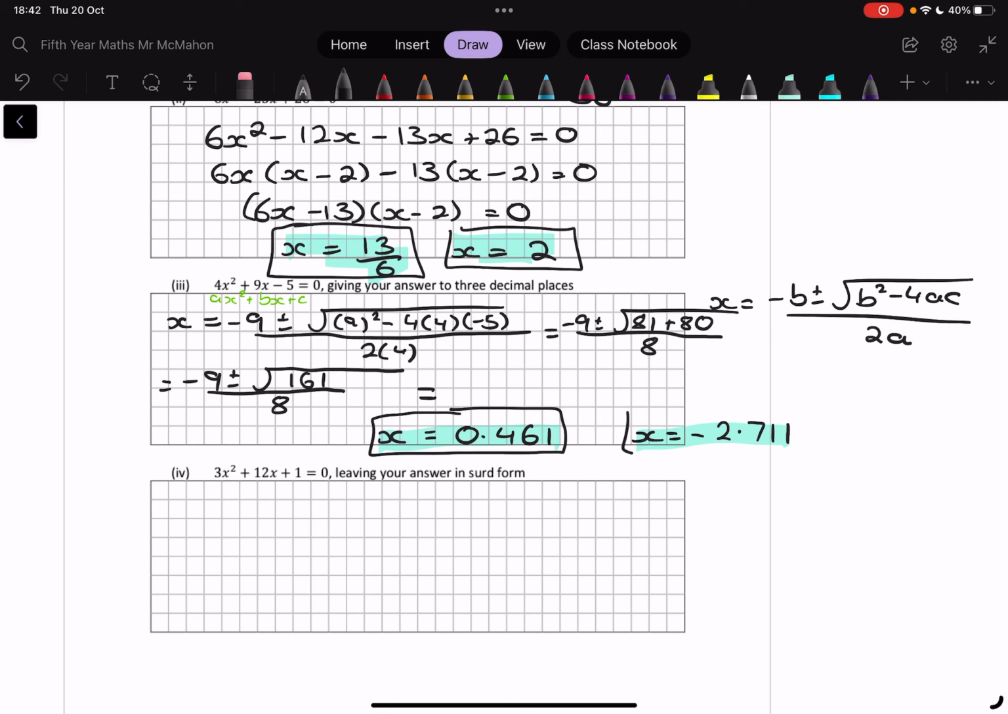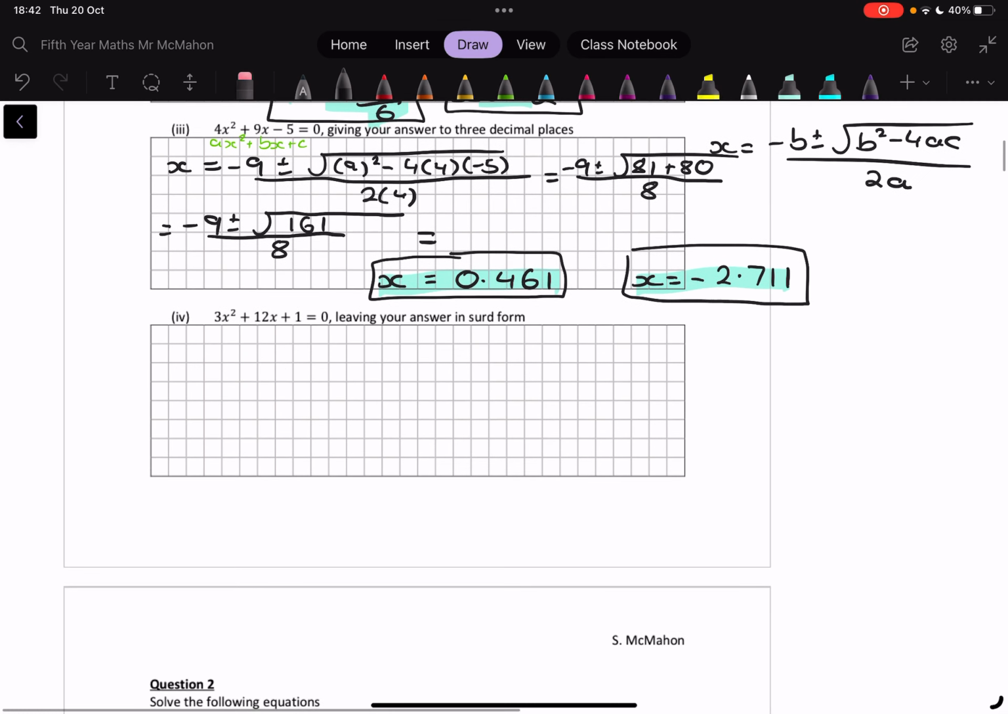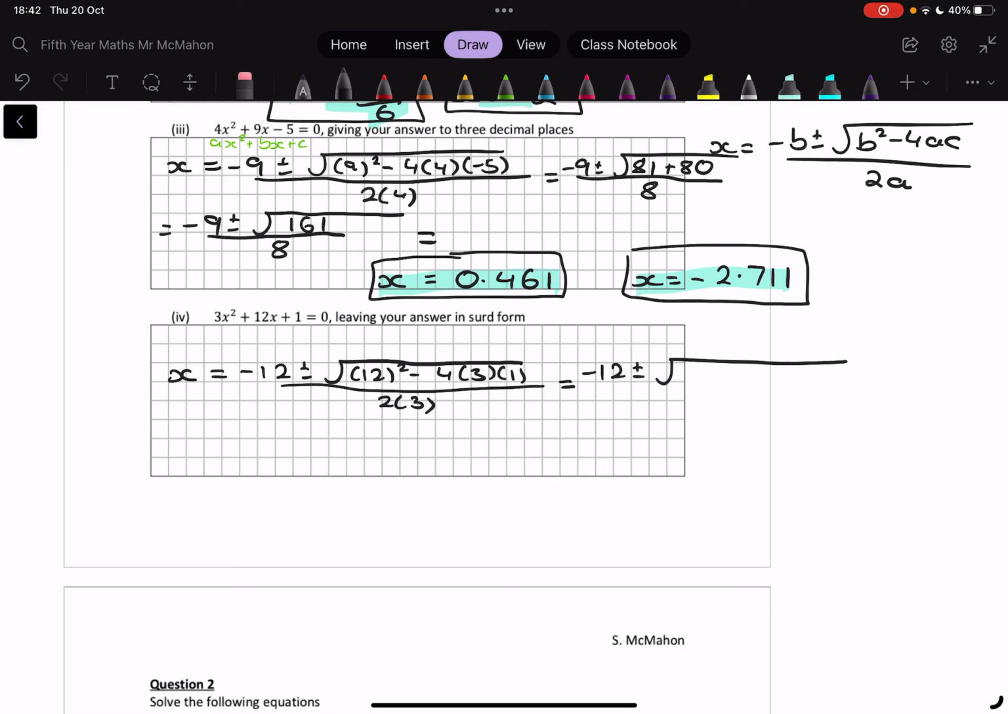The next question again mentions surd form, and again that should be a reminder to us of our minus b formula. So same thing again, but this time when we get as far as our answers, we're going to leave them in square root form. So we have 12 squared minus 4 by 3 by 1 all over 2 by 3, minus 12 plus or minus 144. 4 by 3 by 1 is going to be 12. So we'll have minus 12 all over 6.